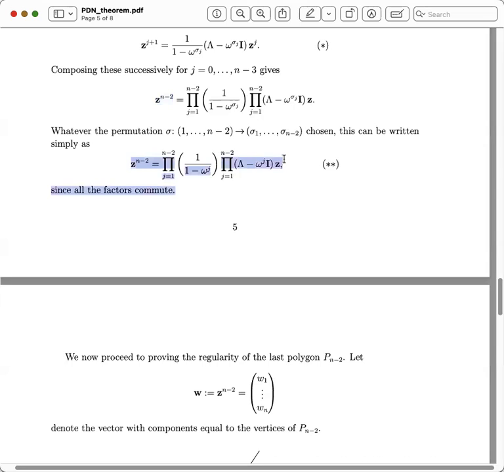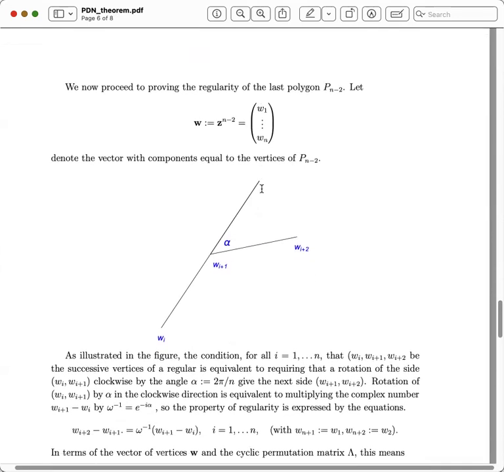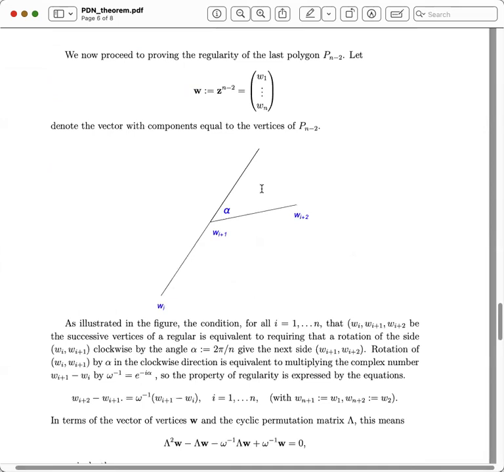Now let's look at the condition that would imply that the Z n minus 2 vector consists of the vertices of a regular polygon. Well, let's give it a name. Let's call Z n minus 2 w, and its components we'll call w1 up to wn. So what does it mean to be a regular polygon?